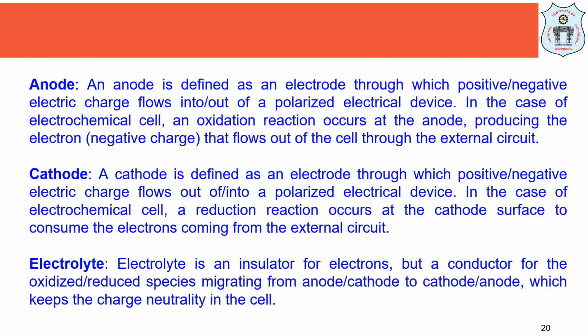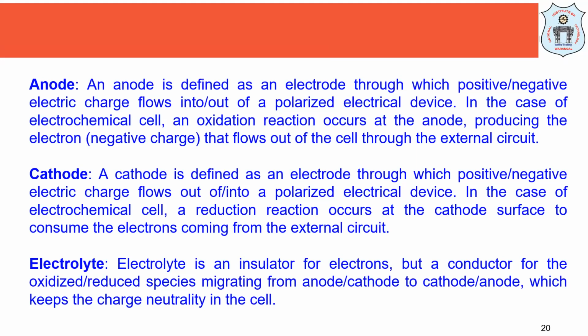So what are the components that make a cell? Anode. So what is an anode? It is defined as an electrode through which positive or negative electric charge flows into or out of a polarized electrical device. In the case of the electrochemical cell, the oxidation reaction occurs at the anode, producing electrons, that is negative charge, that will be flowing out of the cell through the external circuit.